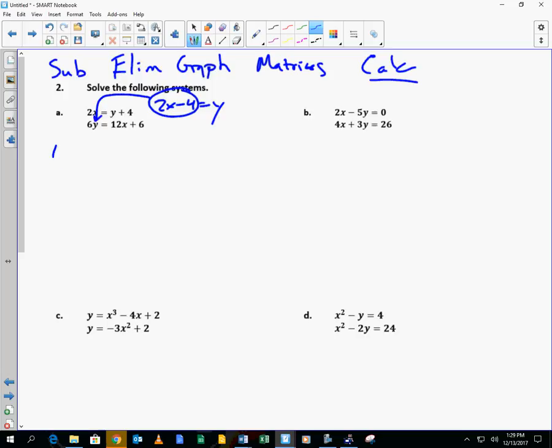Sweet. So 6 times 2x minus 4 is equal to 12x plus 6, or 12x minus 24 is 12x plus 6. Oh my goodness. I don't know what to do. Negative 24 is 6, so you're telling me no solution. So what does that even mean?